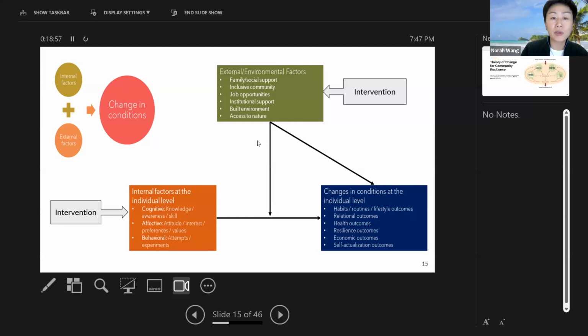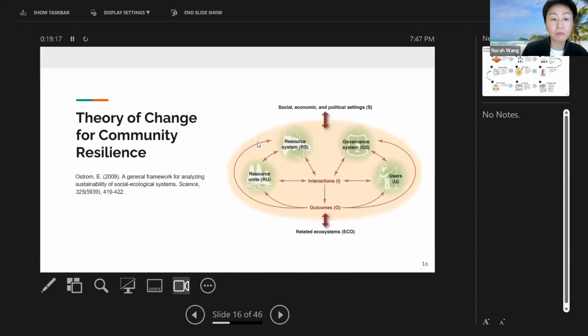So the green square basically includes a list of moderating variables. Then for interventions, how can we use interventions to enhance the internal factors, and also to enhance the external factors. And this is another example of a theory of change for community resilience.